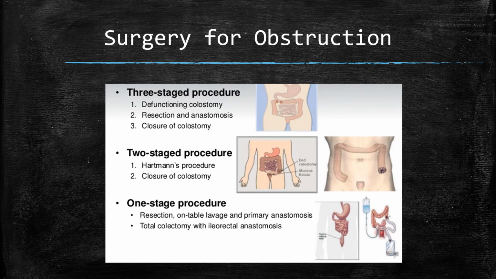Probably the most common approach to an obstructing colon cancer is a 2-stage procedure, more commonly called the Hartmann's procedure. In this case, you will resect the tumor, give them an end colostomy, and then bring them back at a later date to close this colostomy.